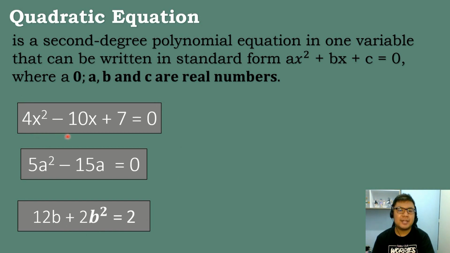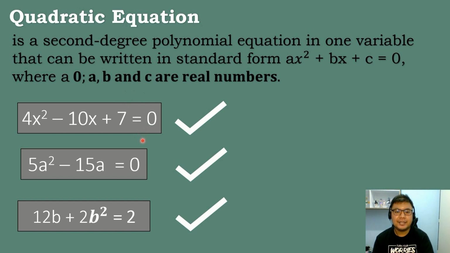4x squared minus 10x plus 7 is equal to 0. 5a squared minus 15a is equal to 0. 12b plus 2b squared is equal to 2. So these are all examples of quadratic equation because it has a degree of 2. The highest degree of polynomial is 2. Therefore, it is a quadratic equation. Also, it is equated to 0. So it must be equated also to 0 to say that it is a quadratic equation.